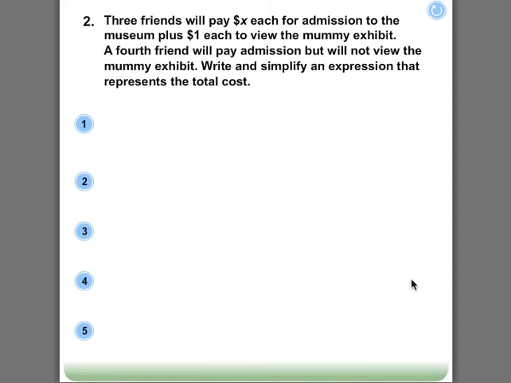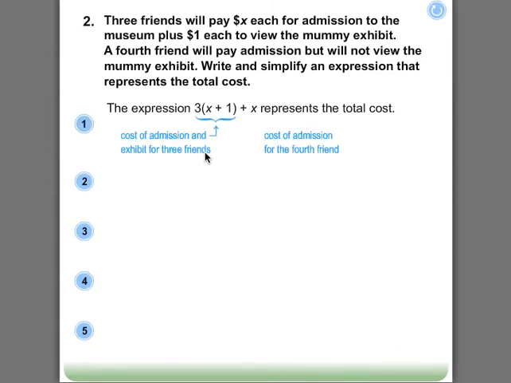Let's do another one here. 3 friends will pay x amount of dollars each for admission to the museum, plus $1 each to view the mummy exhibit. A 4th friend will pay admission but will not view the mummy exhibit. Write and simplify an expression that represents the total cost. So the expression 3 times (x plus 1) plus x represents the total cost.